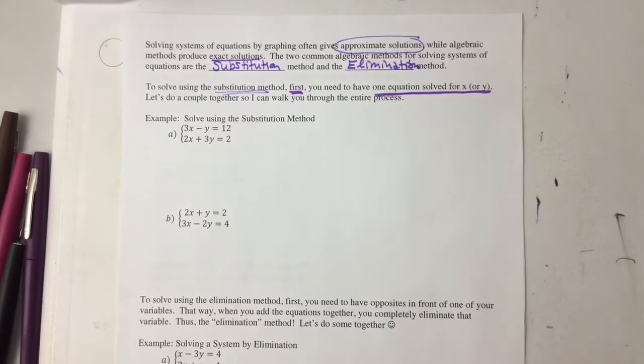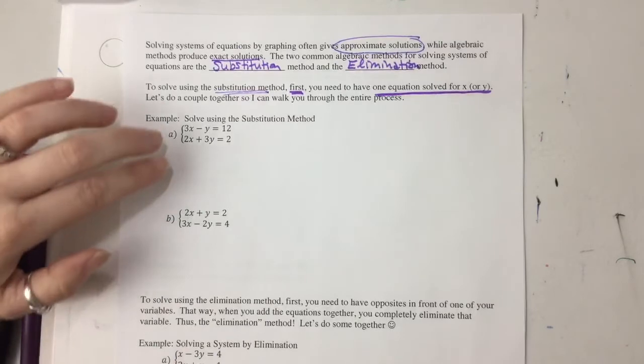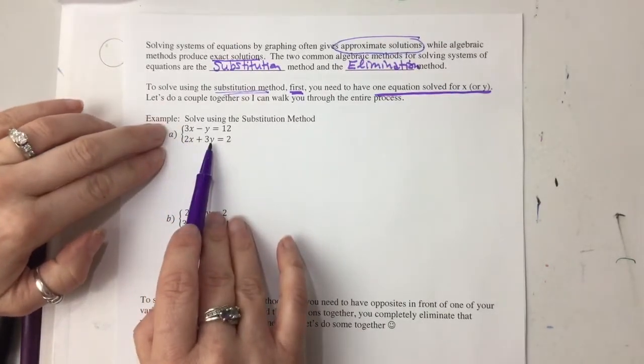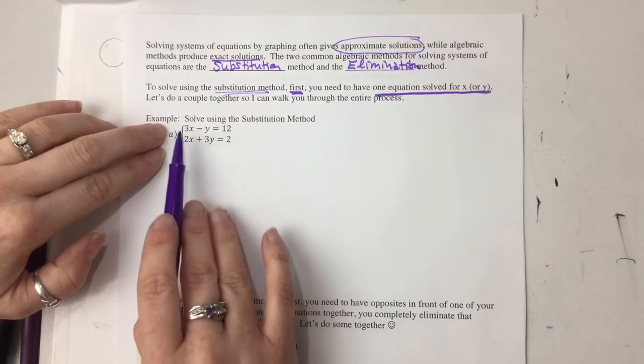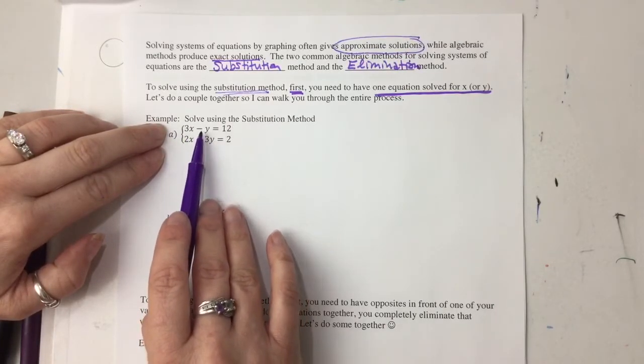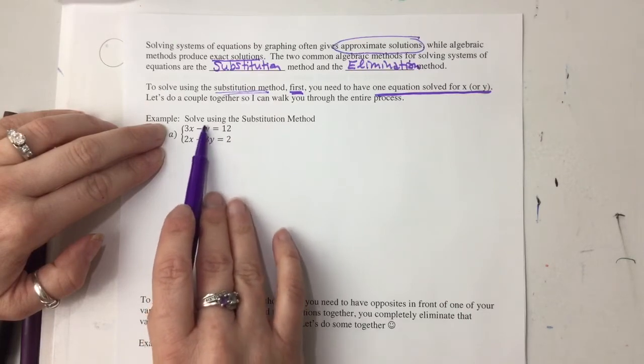So you need one of the equations to say y equals or x equals. If I am looking at this example, I don't have a variable by itself, so I need to create that. The easiest variable to isolate is the one that does not have a number in front of it. So in this case, this y.